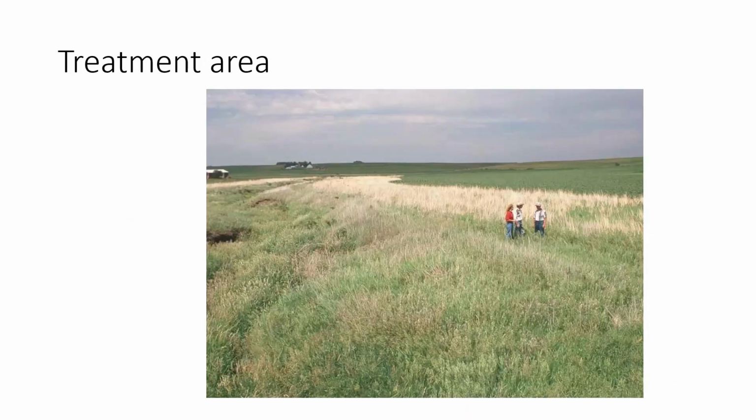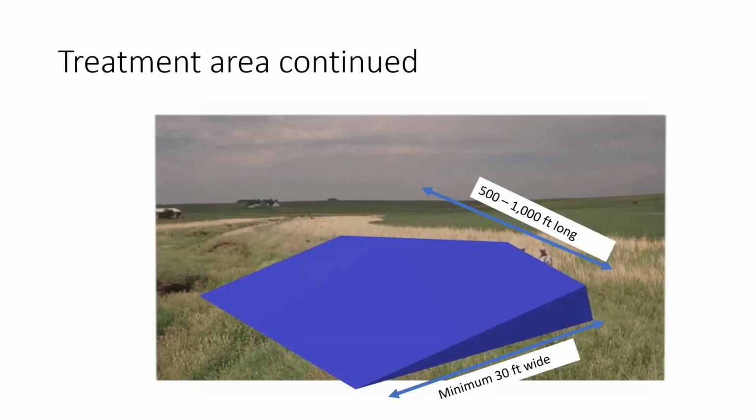Next, that treatment area. Once again, it's really that soil profile between that field edge and that stream. So it looks something like this. Generally we want to see at least 500 feet of distribution line. Oftentimes we get up to 1,000 feet of distribution line with these saturated buffers, and that minimum 30 foot width is very important to get that treatment.